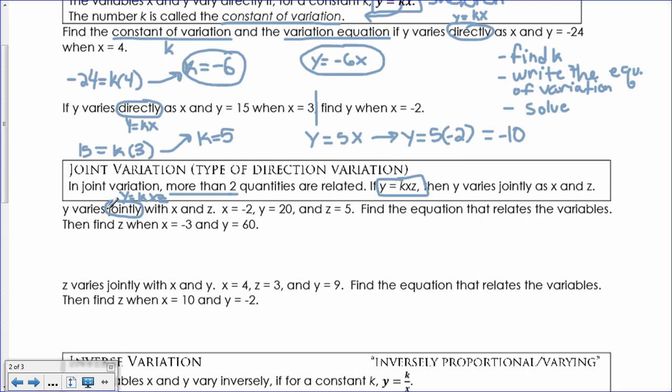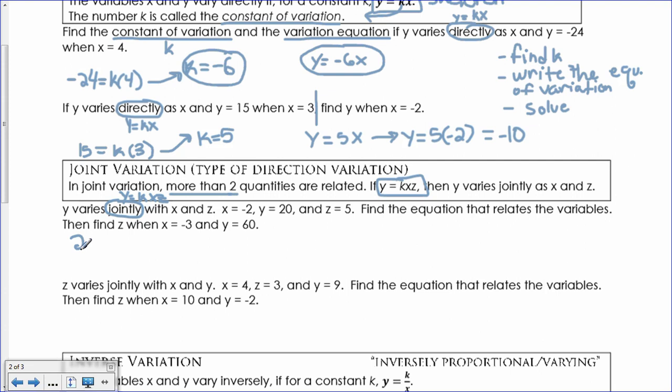All right, so we write down, we know it's jointly varying or jointly proportional. They gave us X, Y, and Z. Again, the first thing we do once we figure out what type of variation it is is find K, and they led us straight to it. They gave us X, Y, and Z, everything except for K, so obviously they want us to solve for it.